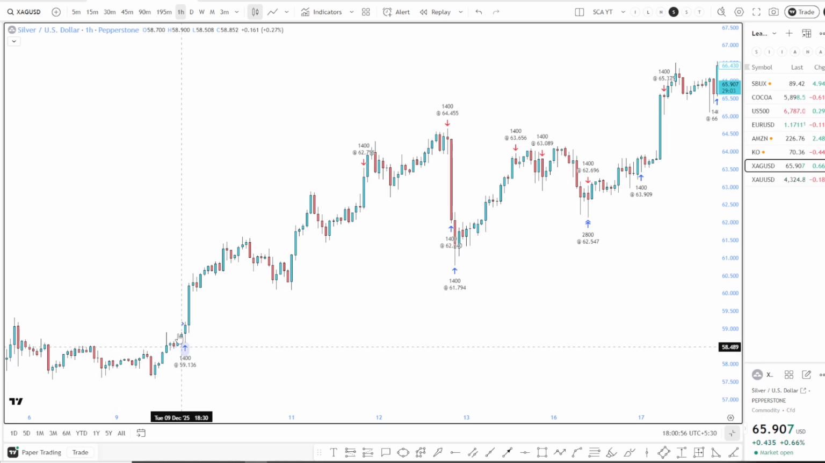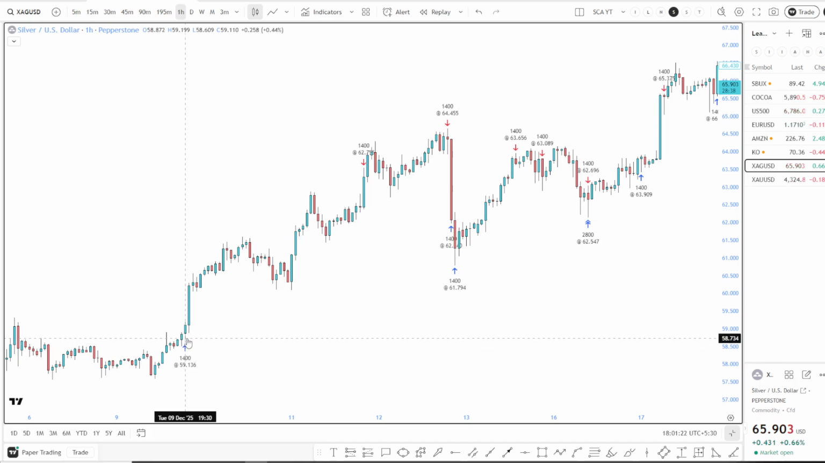As you can see, the first one here, you can see 1400 at 59,136. So there was this time difference as well. It was a bit inconvenient for me, but somehow I have to place limit orders or stop orders basically, so that I don't miss out on the good trades. I will explain that one as well.